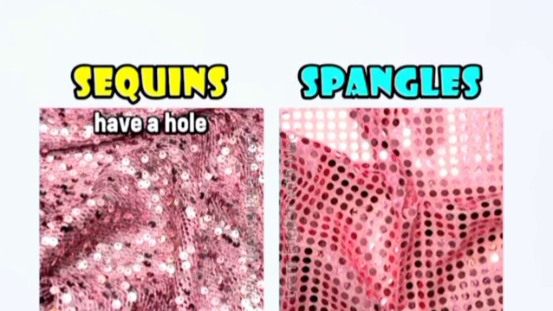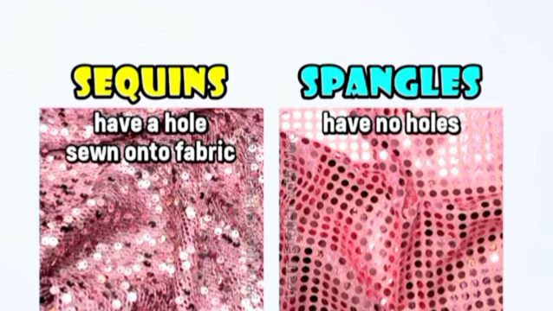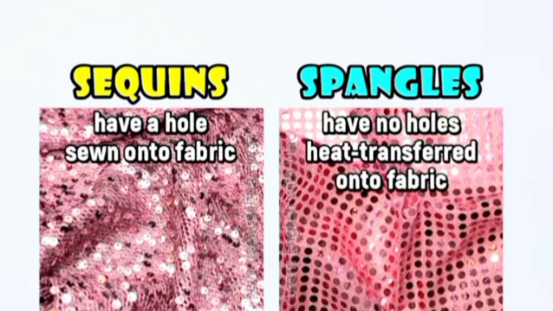These are sequins and these are spangles. Sequins have a hole and are sewn onto fabric. Spangles have no holes and are heat transferred onto fabric.